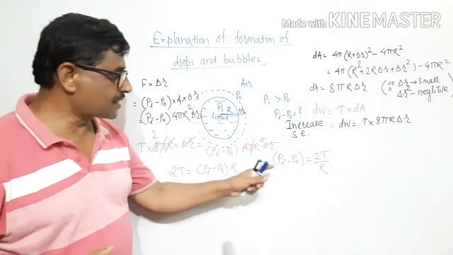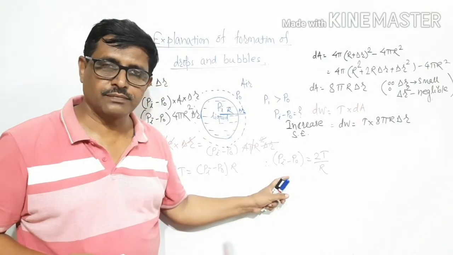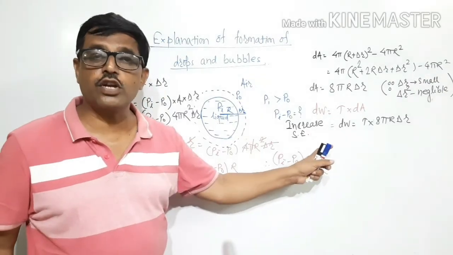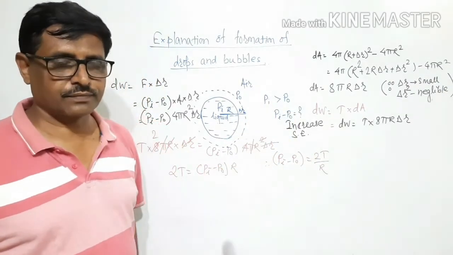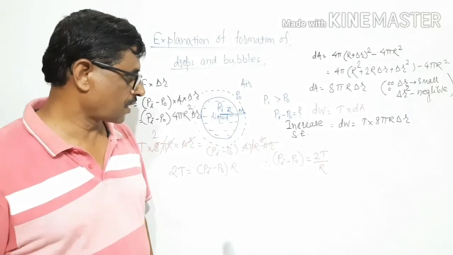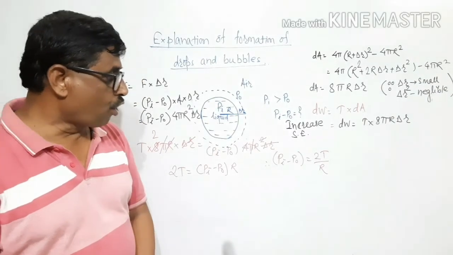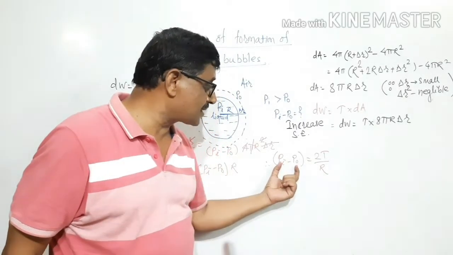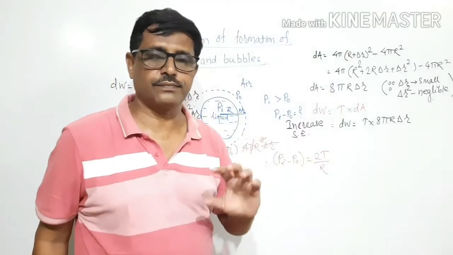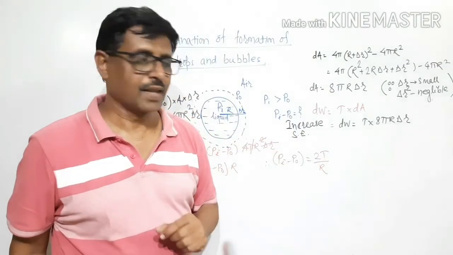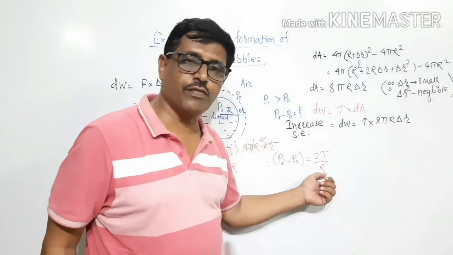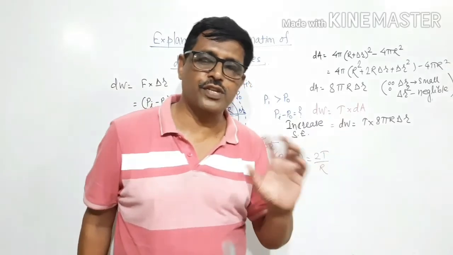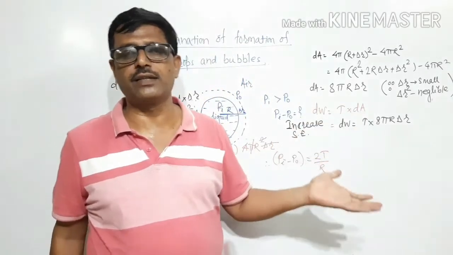This is the excess of pressure inside the liquid drop in terms of surface tension. The more the radius of the liquid drop, the less the excess of pressure. The less the radius of the liquid drop, the more the pressure difference inside the liquid and outside the liquid.